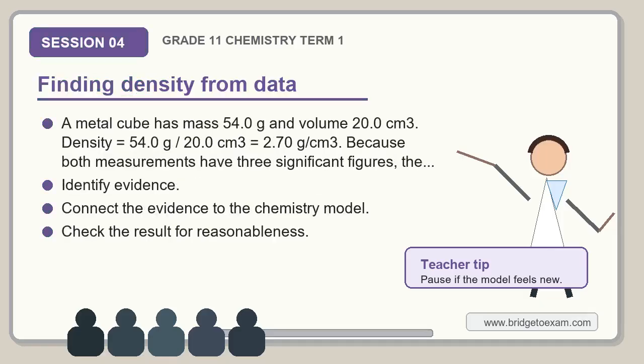Now, let's work an example. Finding density from data. A metal cube has mass 54.0 grams and volume 20.0 cubic centimeters. Density equals 54.0 grams divided by 20.0 cubic centimeters, which is 2.70 grams per cubic centimeter. Because both measurements have three significant figures, the density is reported with three significant figures. If several groups measure the same cube, and one group reports 8.1 grams per cubic centimeter, that value should be checked as a possible measurement or unit error. Notice how the answer comes from evidence and reasoning, not from guessing.